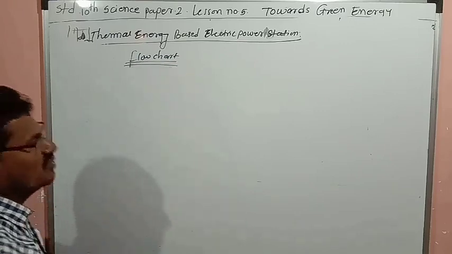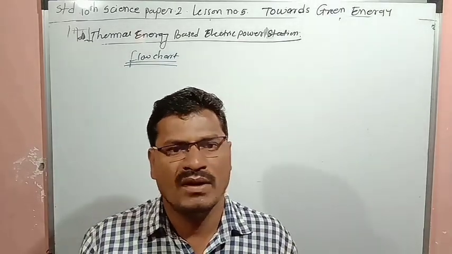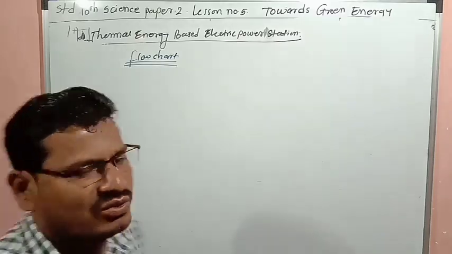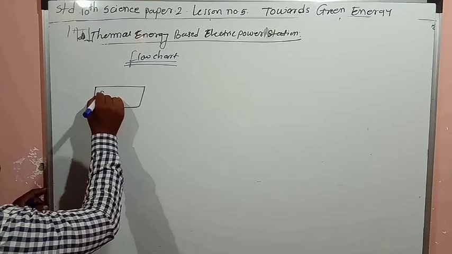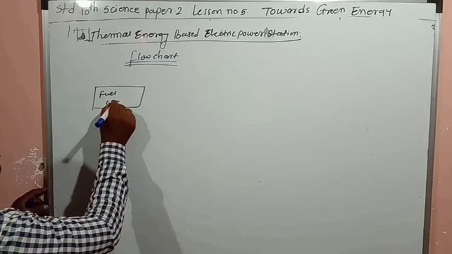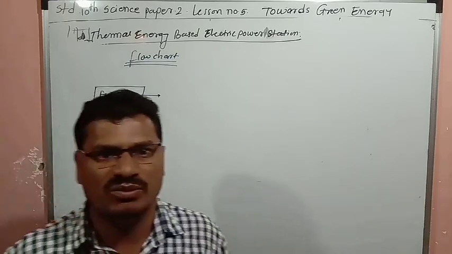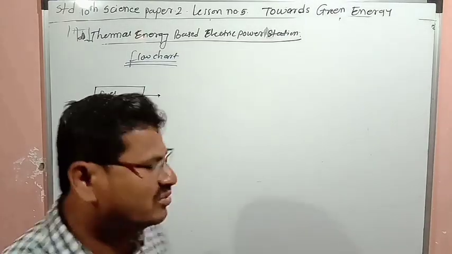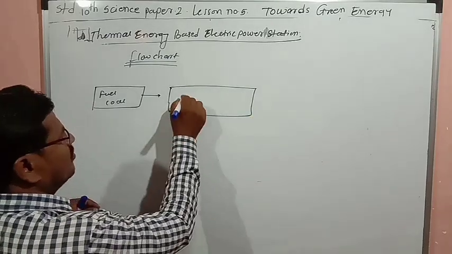So what type of flow chart is there? That one we will see. In the first block of the diagram, we see which fuel is used, and that fuel is coal. After that, the second step is the boiler, for conversion of water into steam.